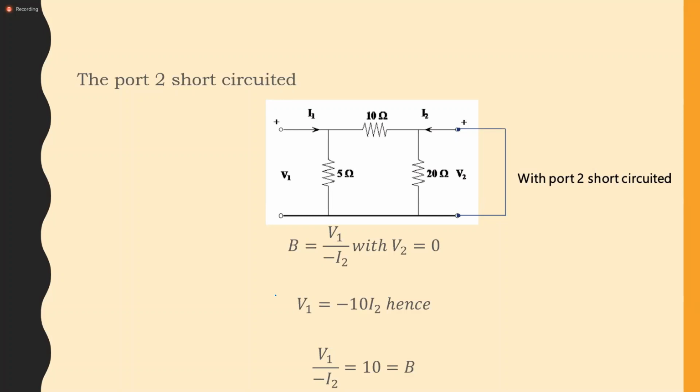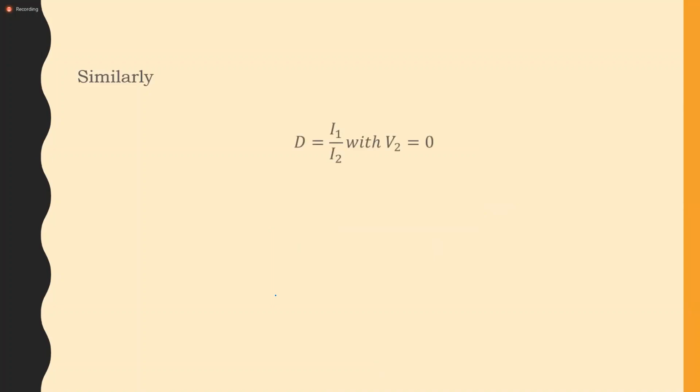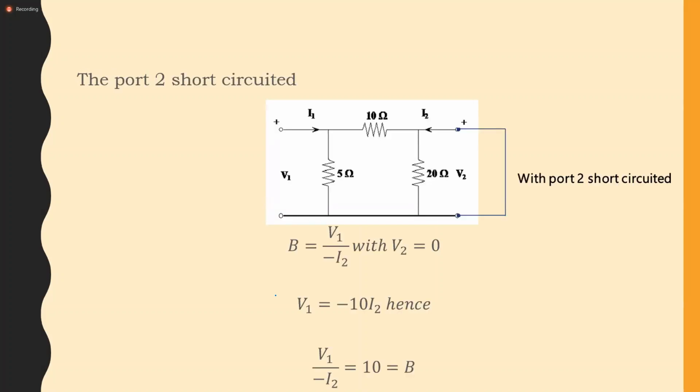And for D, it's I1 over I2. So again, let me go back to the circuit. That's I1, that's I2. Based on the flow of I1, what's going to happen to it as far as resistors 5 and 10 are concerned? It's going to divide between the two. And how will it divide? What component will go through the 10 ohm?